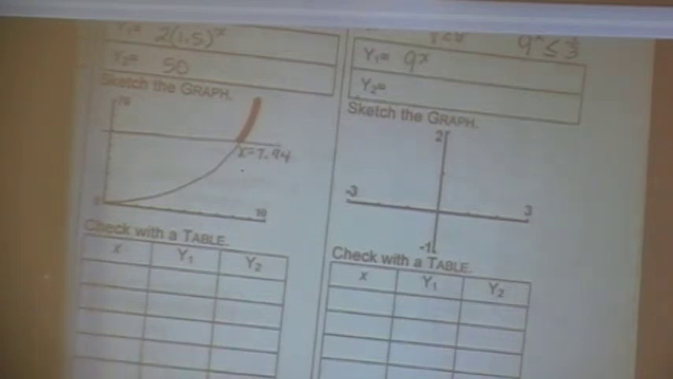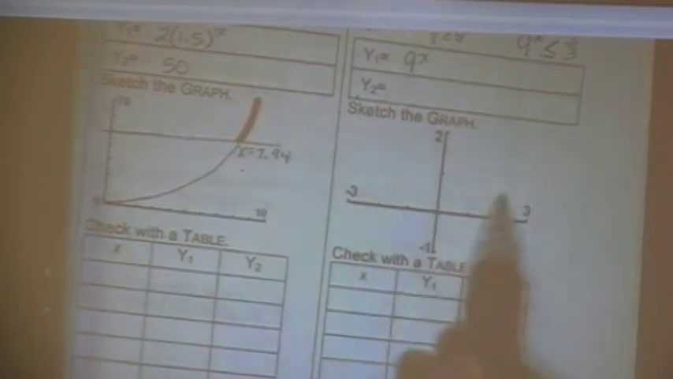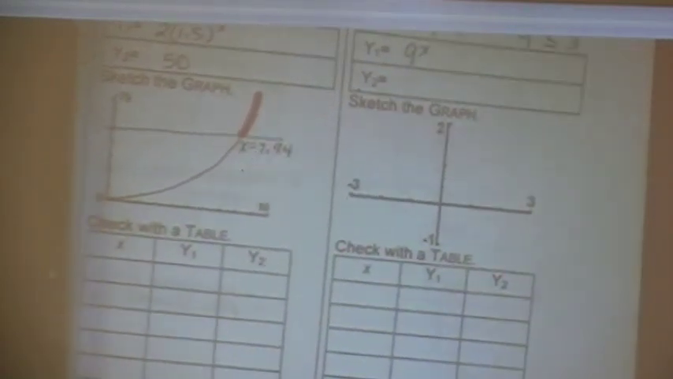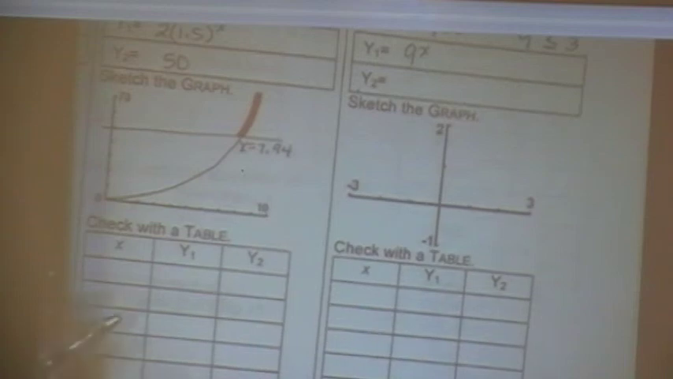And if you'll pay attention to the way that they've done their window, it definitely helps you to be able to see these. Exponentials sometimes go up so fast that if you're in the standard window, you'll never be able to see them. So pay attention to the way that they've done their windows. They've gone from -3 to 3, counting by ones, and from -1 to 2, counting by ones. So it looks like that.